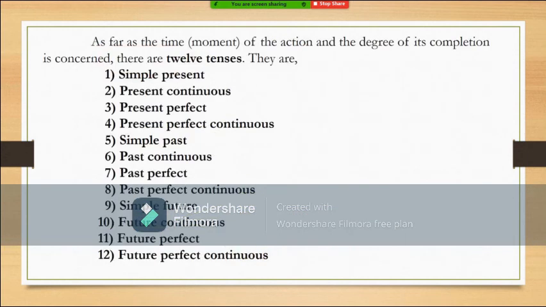As far as the time of the action and the degree of its completion is concerned, there are 12 tenses. What are they? They are simple present, present continuous, present perfect, present perfect continuous. Then simple past, past continuous, past perfect and past perfect continuous. Then simple future, future continuous, future perfect, future perfect continuous. Totally we have 12 tenses.